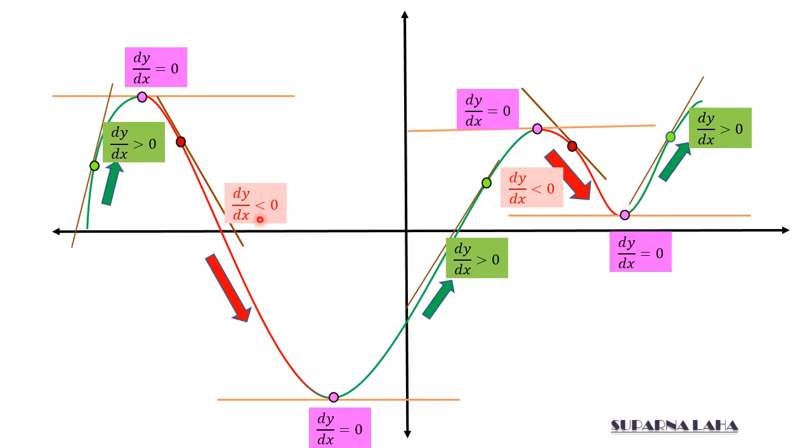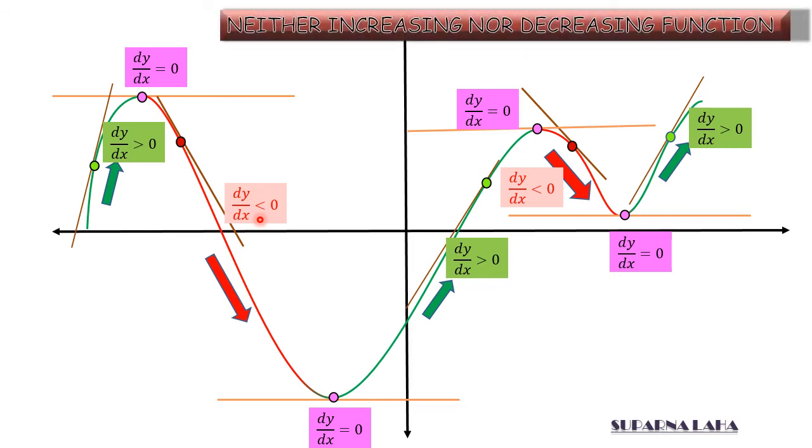So this type of function we call neither increasing nor decreasing, since somewhere it is increasing, somewhere it is decreasing, again it is increasing, again it is decreasing. So in a particular interval, if the nature of this curve or function is like that, somewhere increasing, somewhere decreasing, then we will call this type of function neither decreasing nor increasing.